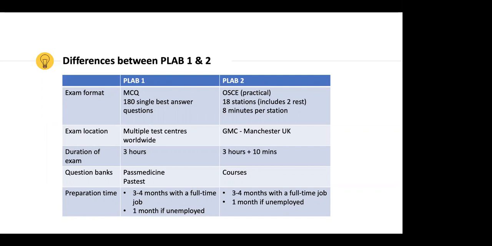In terms of preparation, I booked PLAB Part 1 in June 2018, and then I sat the exam in, like I said, November. I think I started preparation in about August, so that was about 3 or 4 months. But as I said, I had a full-time job at the time. I've heard from friends who were unemployed that they studied for PLAB 1 and PLAB 2 within a month, and they also passed.